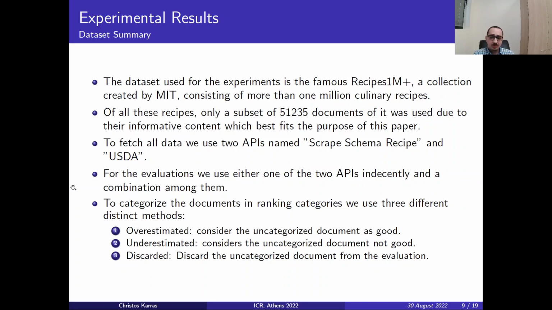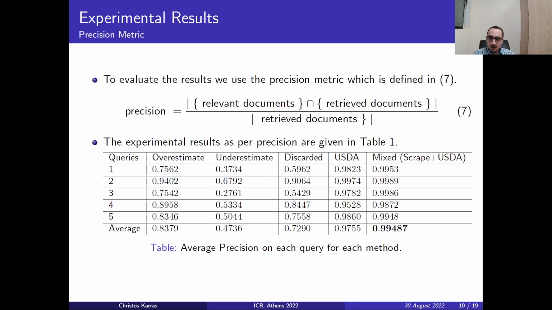To categorize the documents in ranking categories, we use three distinct methods. We have the overestimated category, if the uncategorized document is considered as good. We have the underestimated category, where we consider the uncategorized document as not good, and we have the discarded category, where we discard the uncategorized document from the evaluation and from the results. To evaluate the results, we use the precision metric, which is shown in equation 7, where we basically look at relevant documents, retrieved documents, and in the denominator, the absolute value of the retrieved documents.